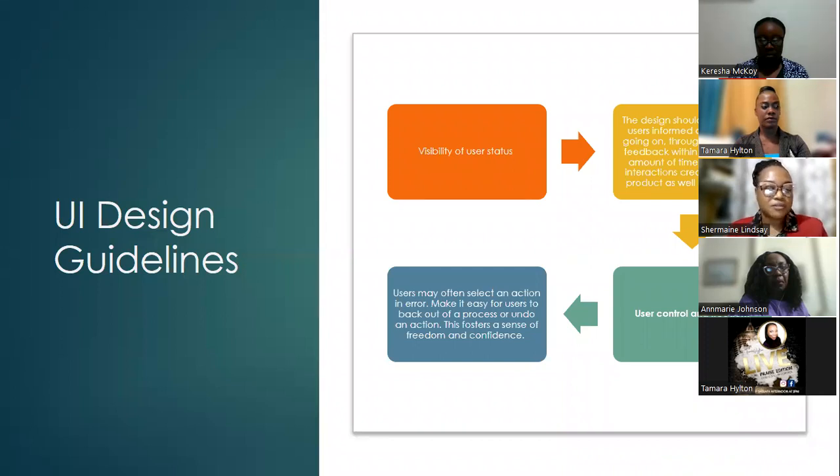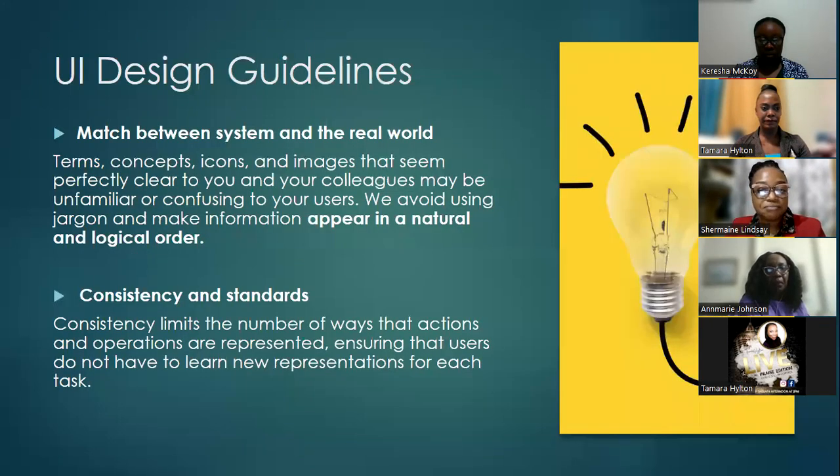So visibility of the user status. They should always know where they are on the page and know what the next steps are. And this gives them a sense of user control and freedom. So they know that they might select an action in error. We make it easy for them to back out of that. Now, we also want to match the real world and what is on the system. So everything that's on your pages should appear in a natural and logical order. And of course, we maintain our consistency and our standards throughout the process.